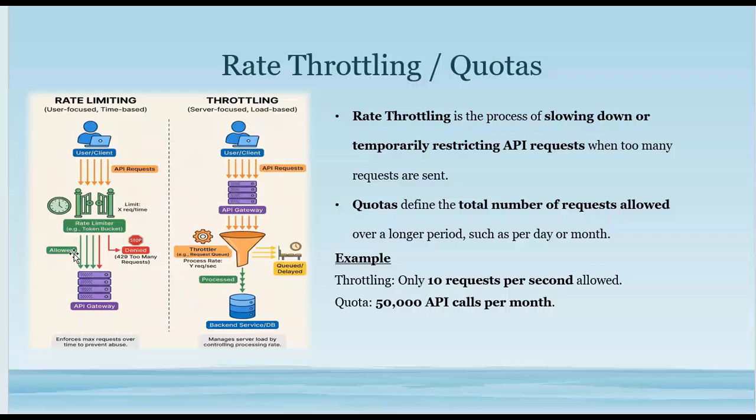And one more, on the right side, we have throttling. This part shows throttling. A user sends many API requests. The API requests go through an API gateway. A throttler controls the processing speed. Some requests are processed immediately. Extra requests are queued or delayed instead of rejected. So throttling controls how fast the server processes the requests. This is all about throttling.